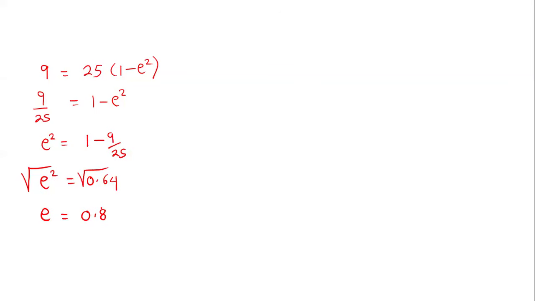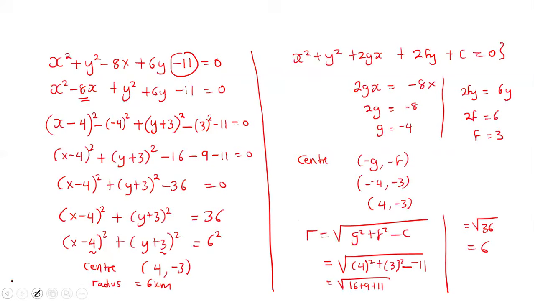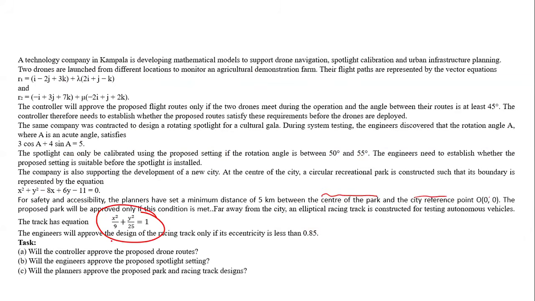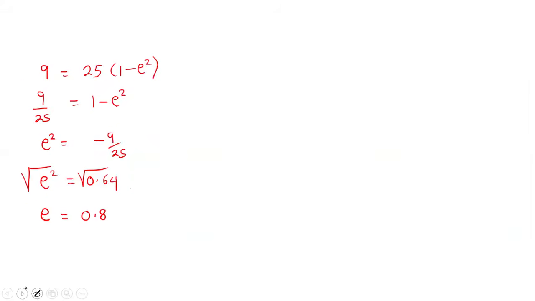Now after obtaining that, you go back to your original equation and compare with the value you have. When you go back to the scenario, you notice that they told us to check whether the eccentricity is less than 0.85. And when you look at the answer we have obtained, it is less than. So you say that since 0.8 is less than 0.85, the track meets the requirement, and therefore the planners should approve both the proposed park and the racing track designs.